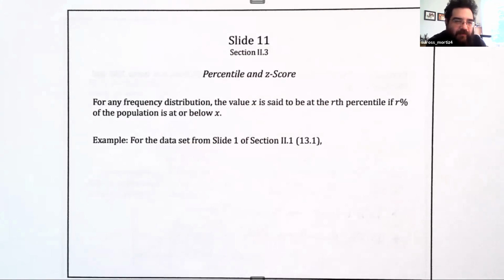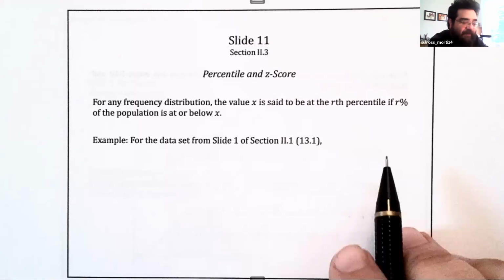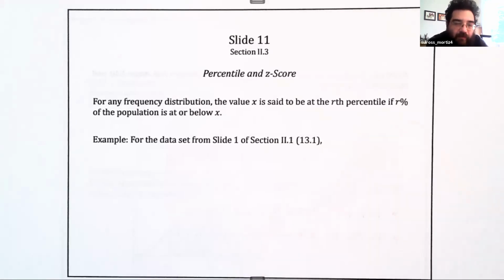So for any frequency distribution, the value x is said to be at the rth percentile if r% of the population is at or below x. And incidentally, the textbook has a typo in its definition of percentile. So a value is at the rth percentile if r% of the population is at or below x.